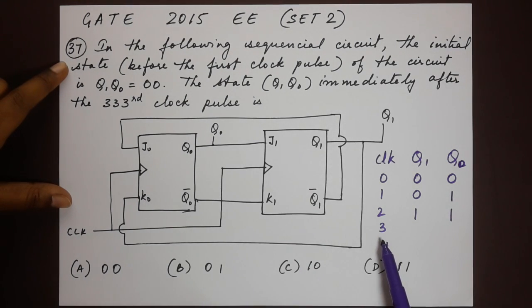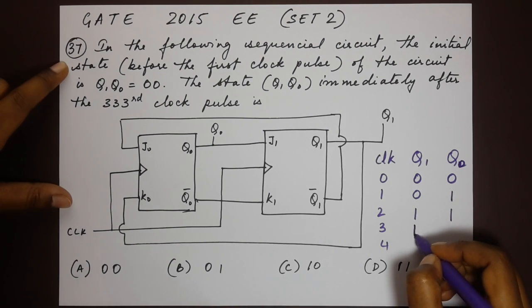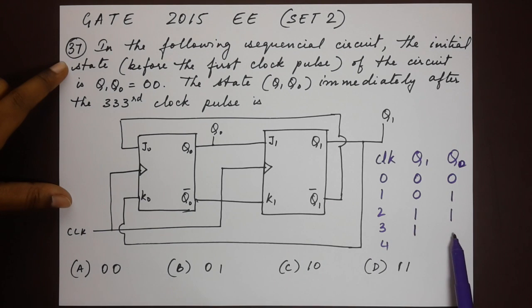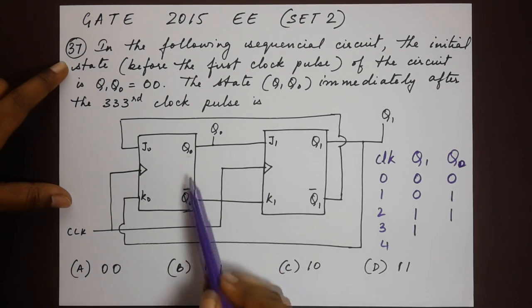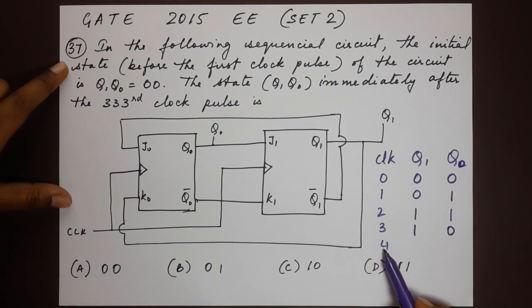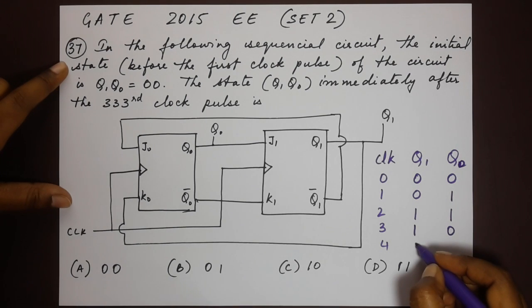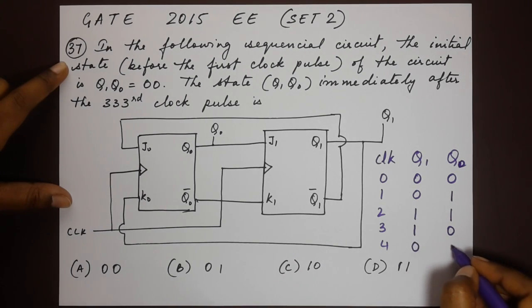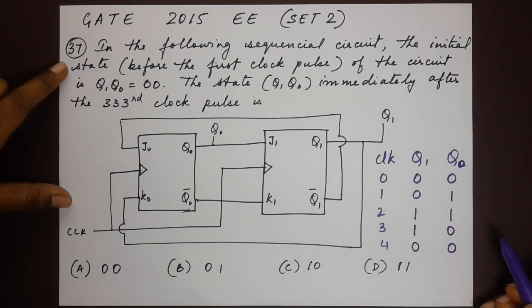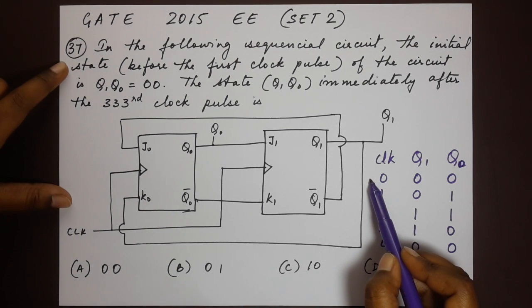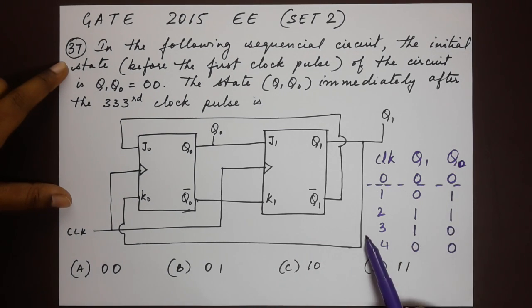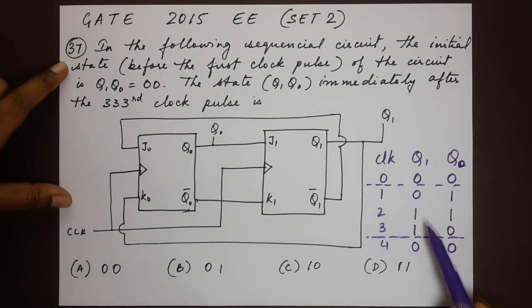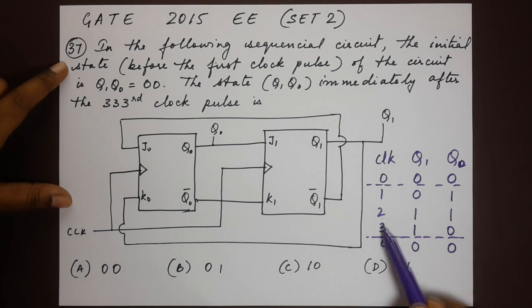Next for clock pulse 3, we notice that Q1 is 1 and Q0 becomes 0 this time. Now in the fourth clock pulse, Q1 becomes 0 and Q0 is also 0. So here you notice that before the first clock pulse it is 0 0, and then after another 3 clock pulses it repeats to 0 0 again. The next one at the 5th clock pulse would be 0 1. So we see here that 4 clock pulses change in order to make it 0 0 again.